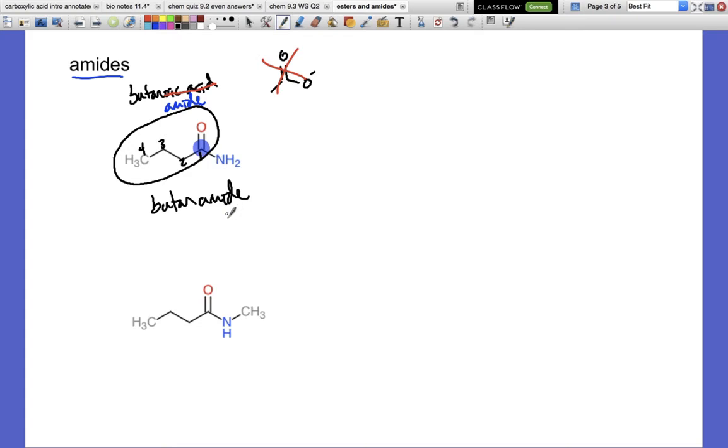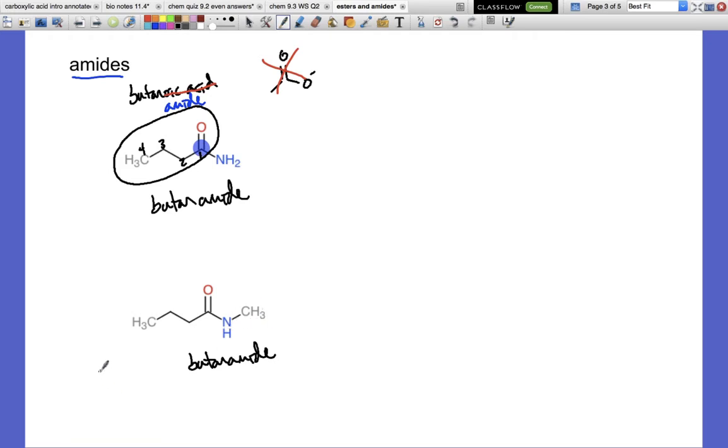Otherwise, there are variations of these amides, right? Right below here, I added a branch, a carbon off of the nitrogen. And then you just have to understand, well, it's still a butanamide, but now I have a methyl group attached to that butanamide. And that methyl group is attached to a nitrogen.